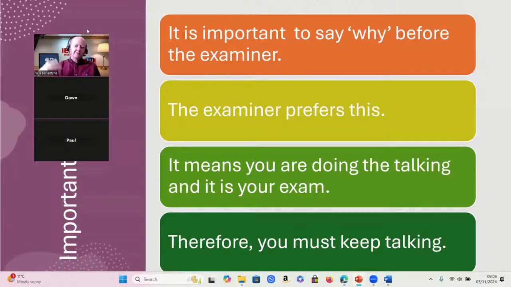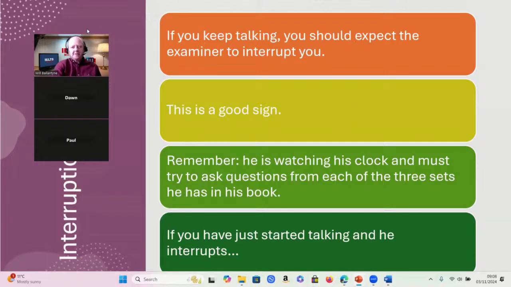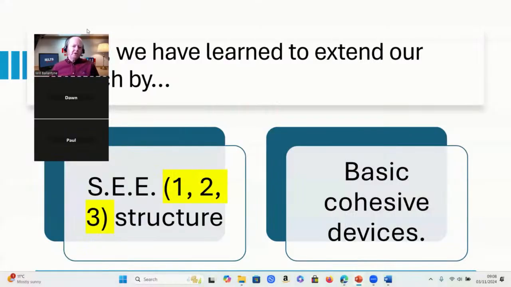If you finish the exam and he's asked you why 5 or 6 times, that was not so good. He shouldn't have to ask you this. You should keep doing the talking. So if you keep talking, he interrupts you. This is good. He's just got to ask you some more questions because he's watching his little clock, and he's being recorded also, so that if he gives you longer or he doesn't ask a particular amount of questions, he's in trouble.